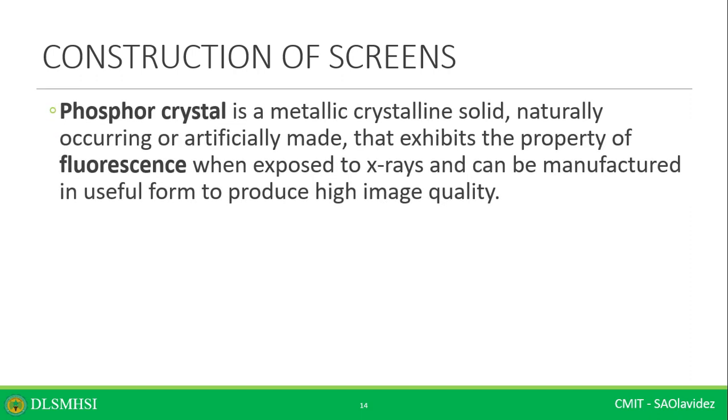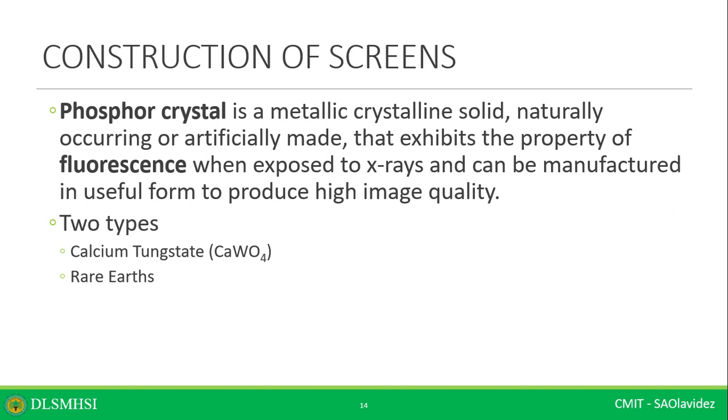The other component of the phosphor layer is the phosphor crystal. It is a metallic crystalline solid, can be naturally occurring or artificially made, and exhibits the property of fluorescence when exposed to X-rays, and can also be manufactured in useful form to produce high image quality. There are two types of phosphor crystals used for X-ray imaging, the calcium tungstate and the rare earth screen. We are going to discuss the two types in detail in succeeding slides.